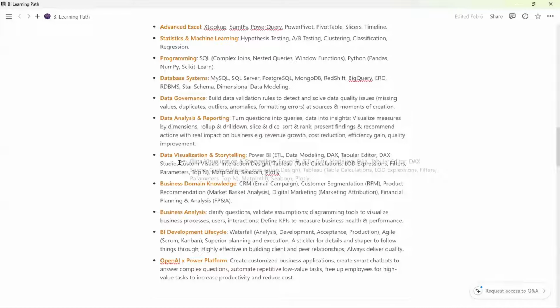Okay, finally, we come to data visualization and storytelling. Once again, Power BI and Tableau are two most popular visualization tools, and I would give Power BI a bit more weight over Tableau. And once again, you should mention the specifics. Don't just put Power BI. Everybody does that. So you can put Power BI, ETL, data modeling, DAX, tabular editor, DAX Studio, custom visuals, interaction design. So that way you look like a more advanced user.